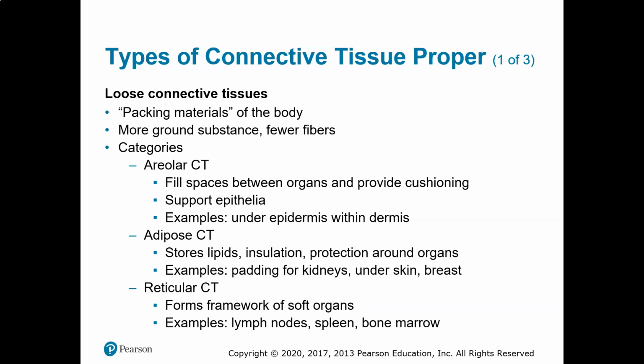Loose connective tissue proper is the first type. It's often referred to as the packing materials of the body, has more ground substance and fewer fibers. The 3 types are areolar connective tissue proper, which fills spaces between organs and provides cushioning. One place that you find areolar connective tissue is within the dermis, underneath the epidermis.